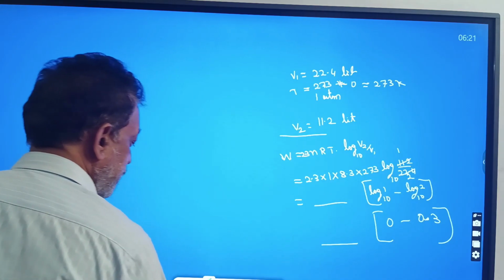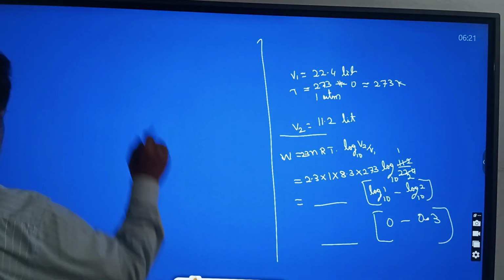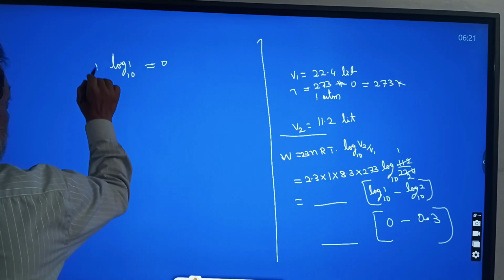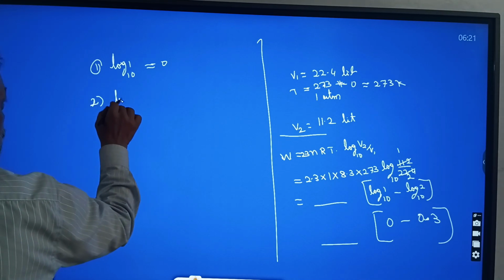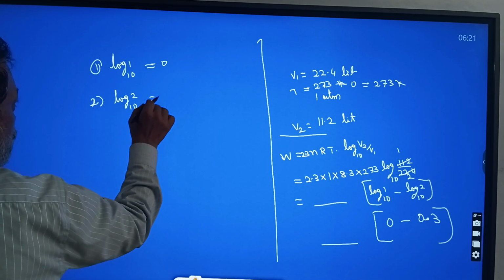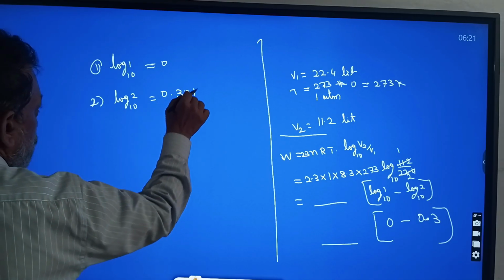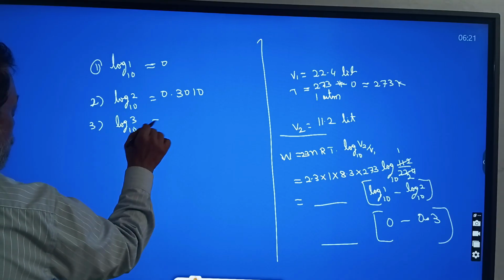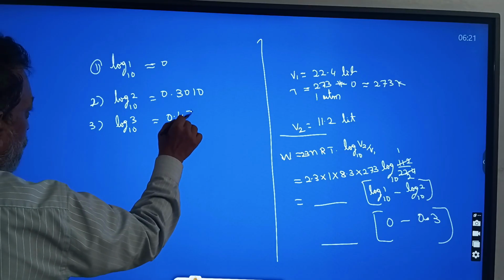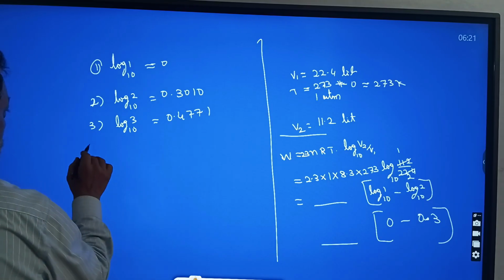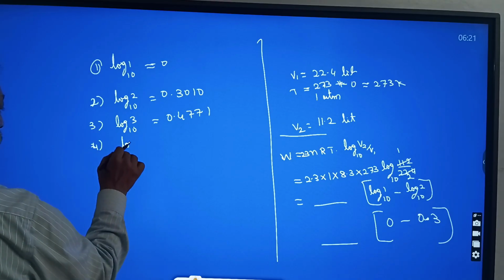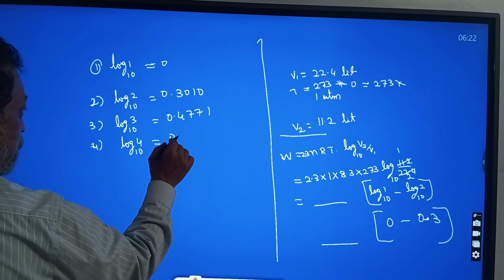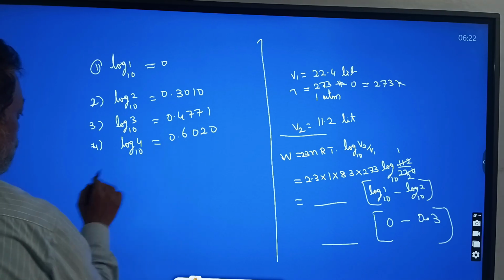Like I said initially, the square root values are the same. Log 1 to the base 10 is equal to 0. Next, log 2 to the base 10 is equal to 0.3010. Next, log 3 to the base 10 is equal to 0.4771, and log 4 to the base 10 is equal to 0.60205.